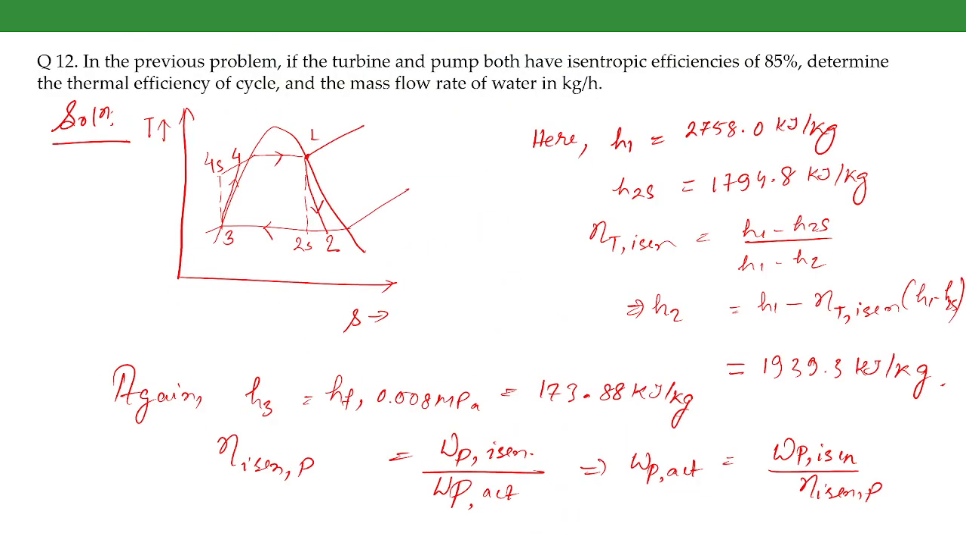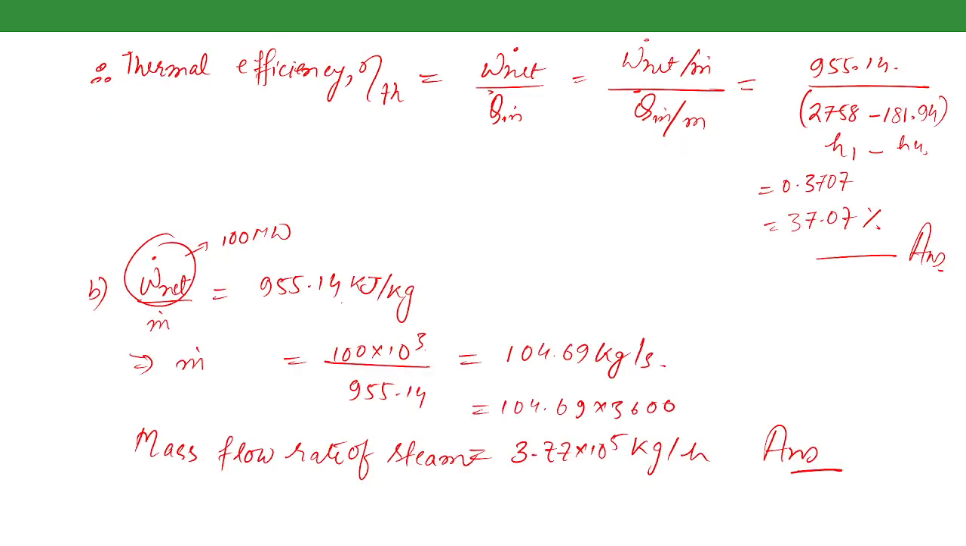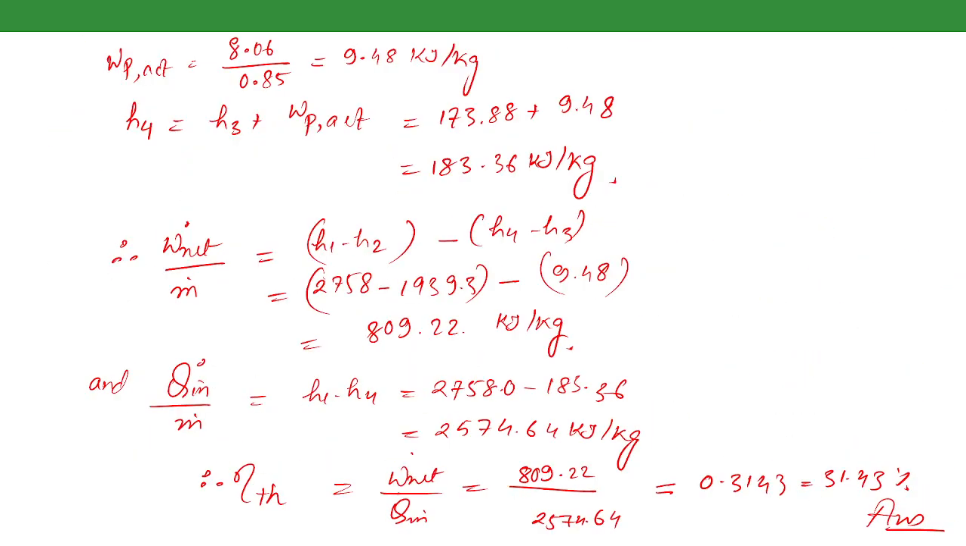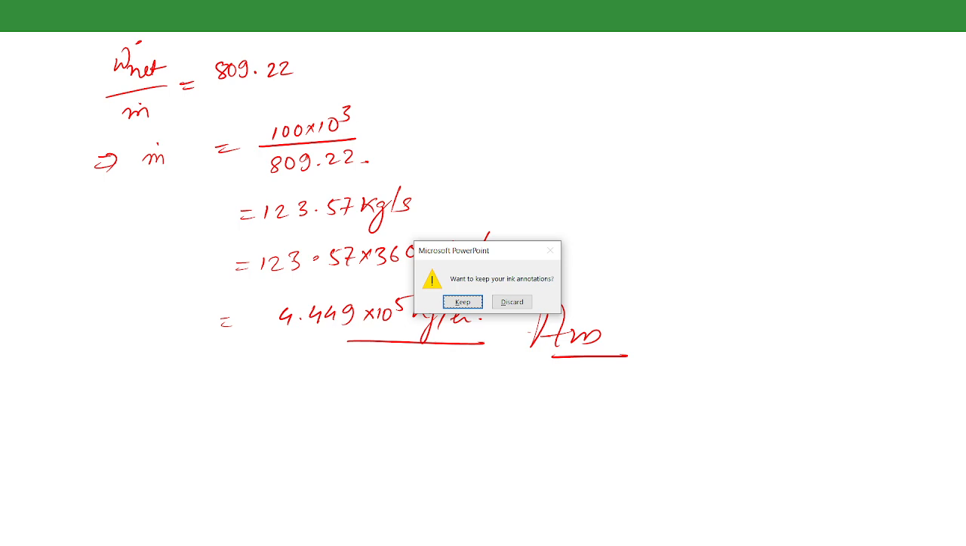So you can see that in the actual case, the mass flow rate of the steam required for the same power output increases from 3.77 into 10 to the power 5 kg per hour to 4.449 into 10 to the power 5 kg per hour. So the mass flow rate of the steam required for the same power output also increases.